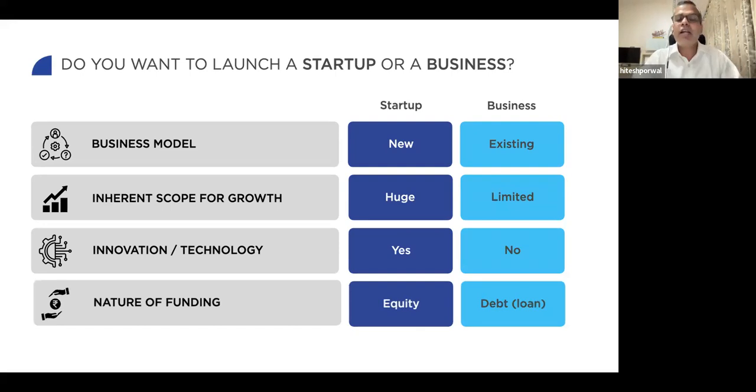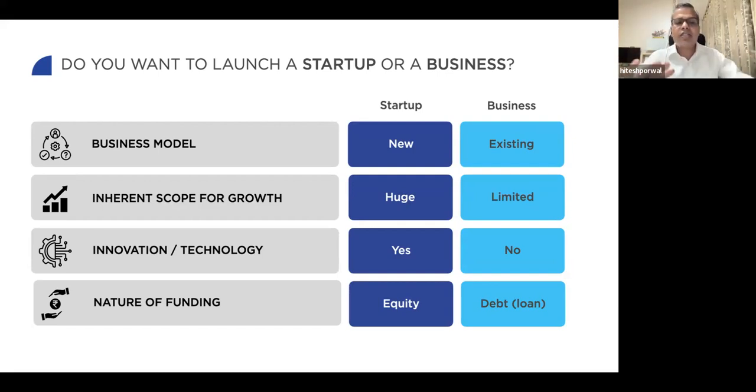Then the nature of funding in a startup is very different. In a startup, you get funded in exchange for your equity, whereas in case of a business, no one will buy your equity. You can get a loan from your family, friends. You can put in your own money. And once your business has started, you may also get a loan from a bank, but they charge a high interest rate, right?